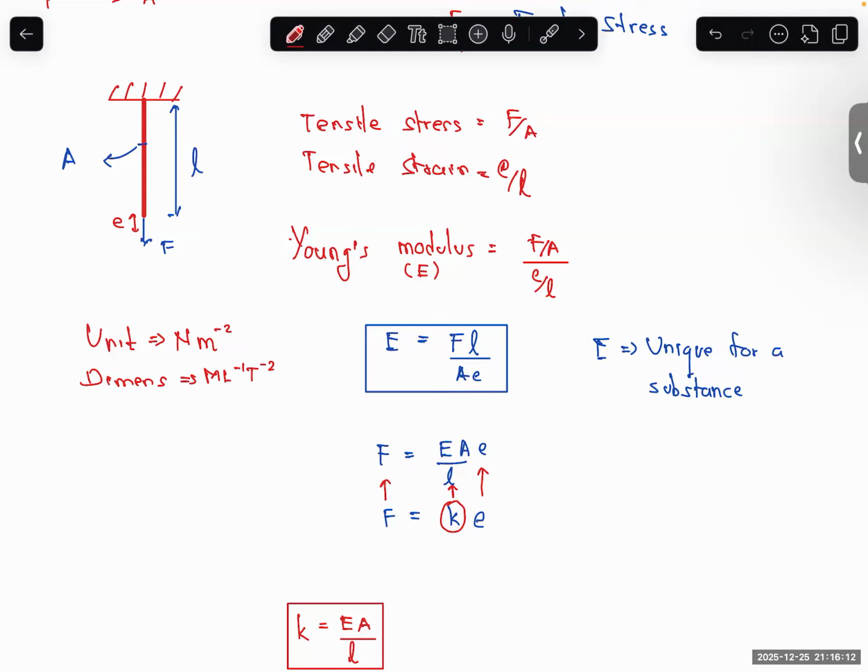Can you measure Young's modulus in Pascal? Yeah, you can. Okay, Young's modulus can be measured in Pascals.